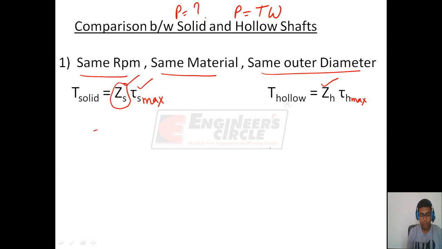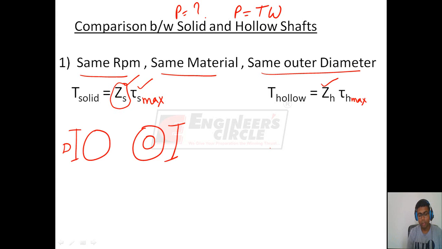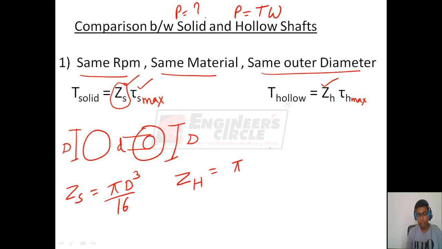Now in this case we have the same outer diameter of both the cross sections. Suppose this is D, then here also the outer diameter will be D. Let the inside diameter be small d. Now the Z of the solid shaft can be written as pi D cube by 16. We have already seen this. And the Z of the hollow shaft can be written as pi (D4 minus small d4) divided by 16 into capital D. We have already seen this.